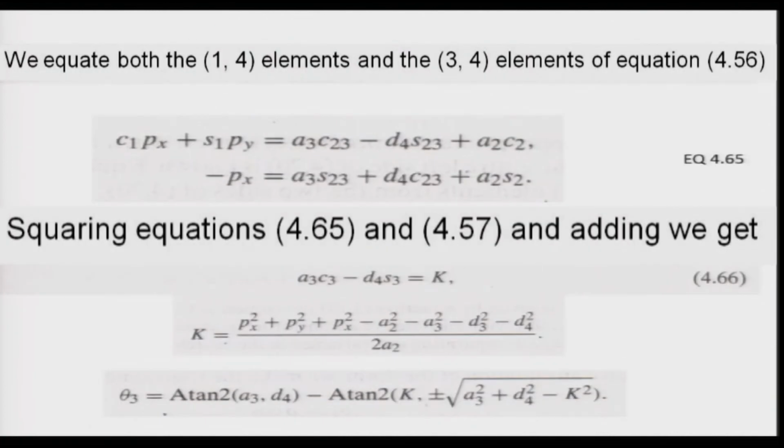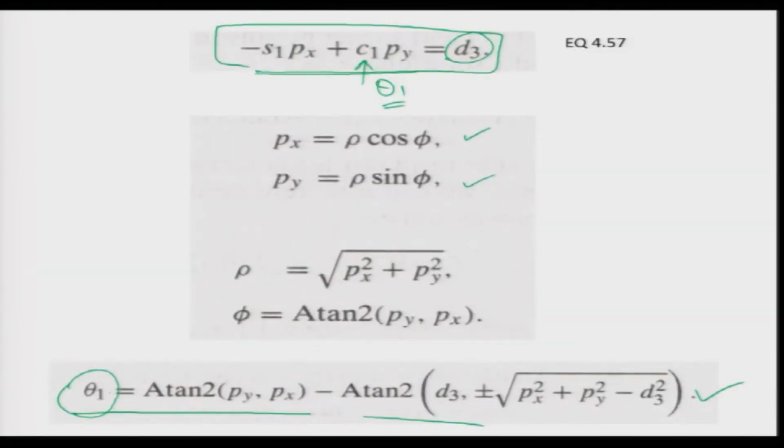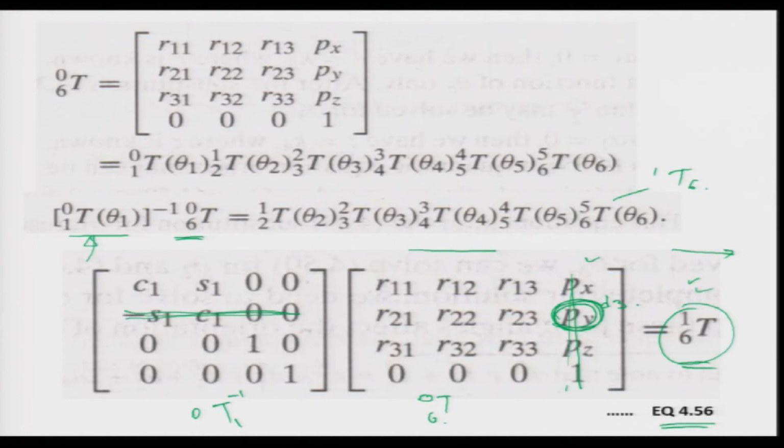So once you get theta 1, next we equate both the 1 4 and 3 4 elements from the two sides of this. Let us see what 1 4 and 3 4 are. The 1 4 element on this side is this one. So 1 4 we are going to equate on both sides, and 3 4 we are going to equate on both sides.